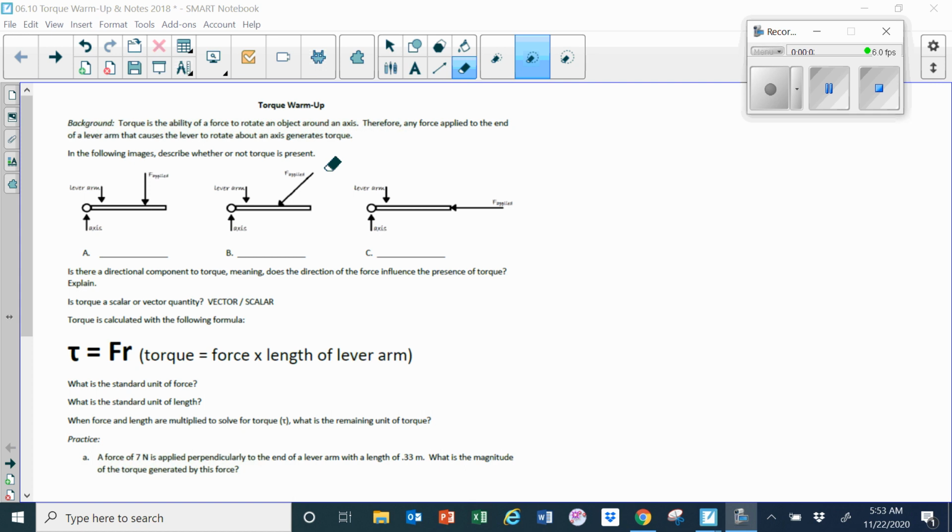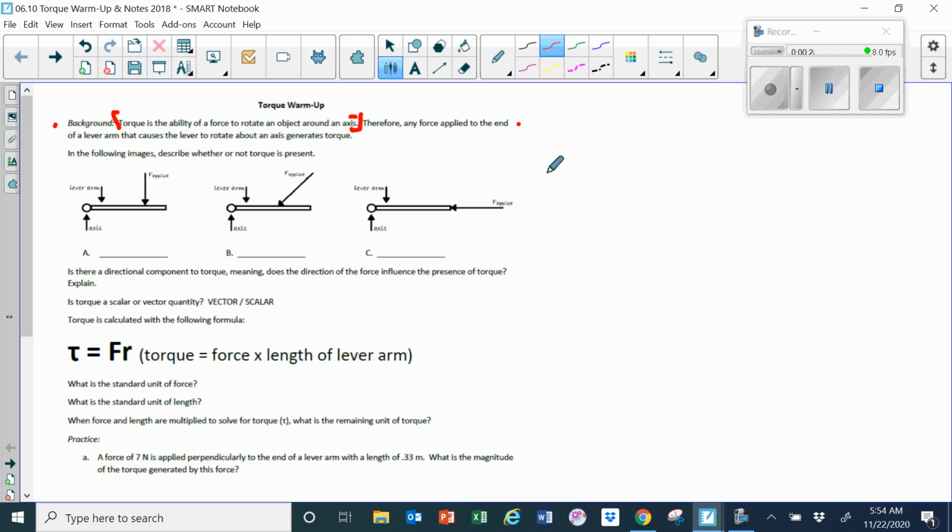This is a short introduction to torque, and I'm not going to spend a huge amount of time on this. I'm going to hit some highlights. At the very top of the page, where it says background up here, this is the definition for torque that we'll use. Torque is the ability of a force to rotate an object around an axis. I'm going to just put a little marker on that so you can see that.